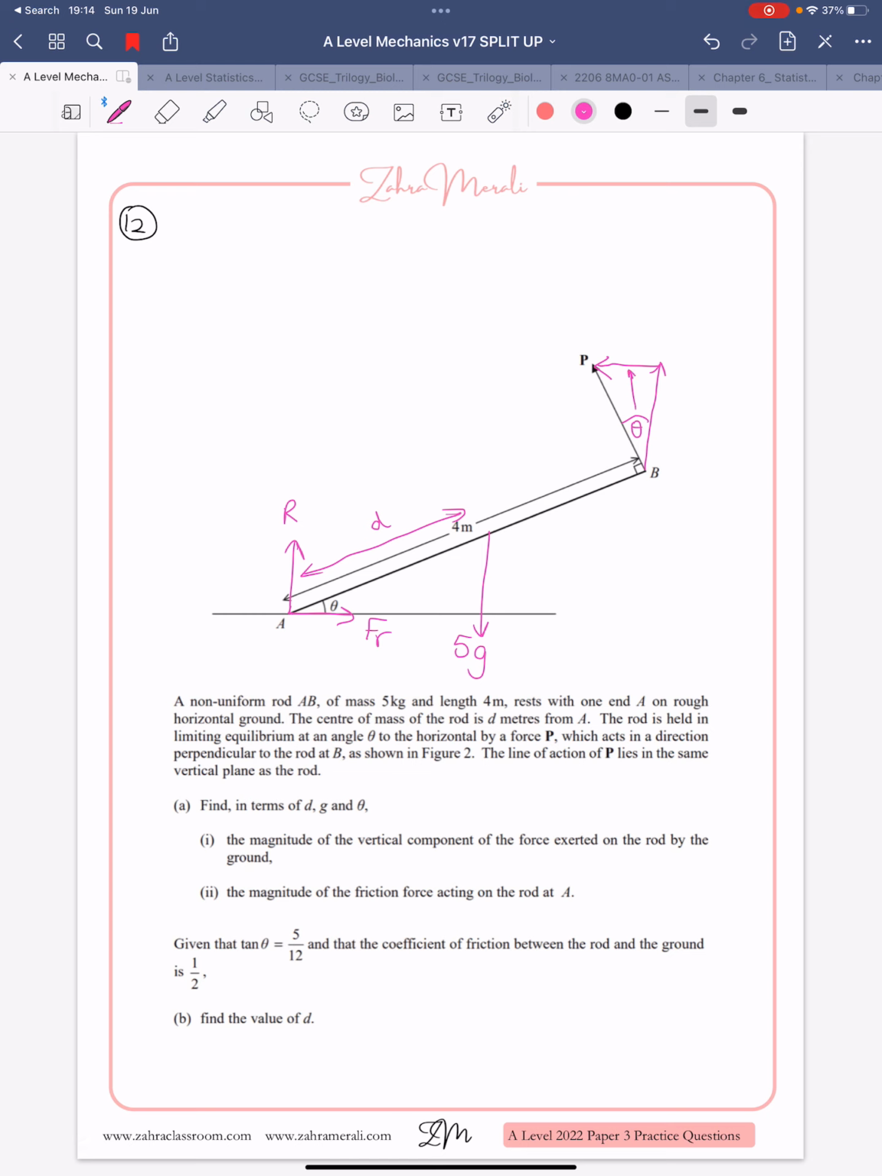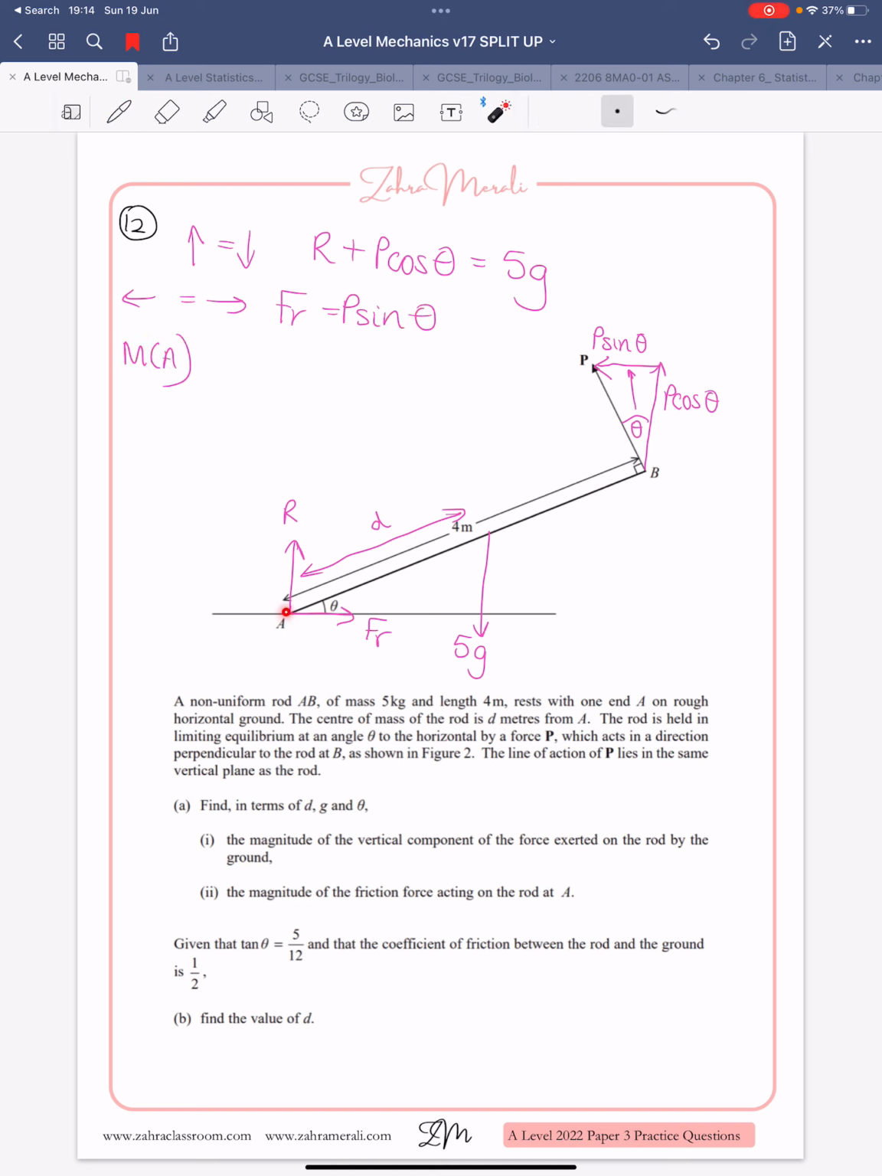So this is opposite, so we get P sine theta, and we've got P cos theta. So now we've got everything we need, and we do the exact same process like we do for ladders. We're going to have up equals down, left equals right, and then moments at A. So up equals down is going to be R plus P cos theta equals 5G. Left equals right, we're going to have friction equals P sine theta. And then we're going to take moments at A.